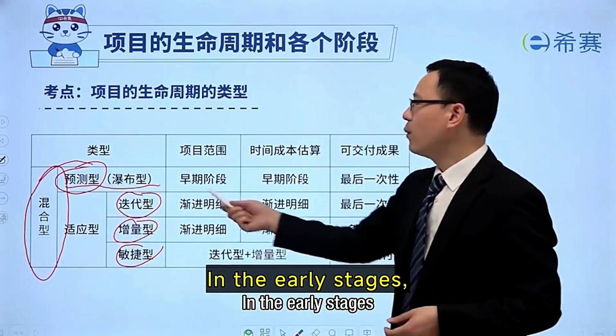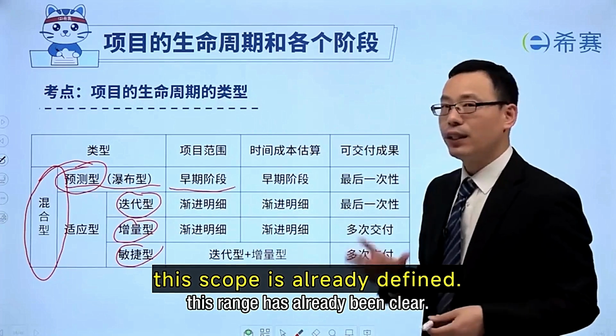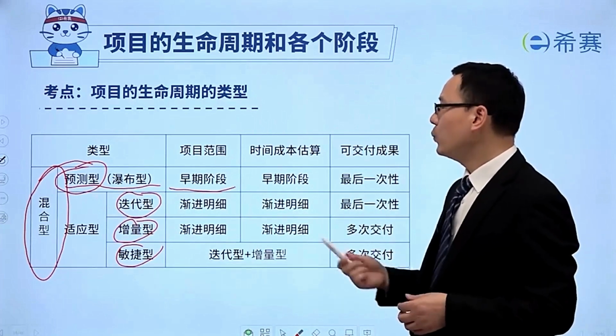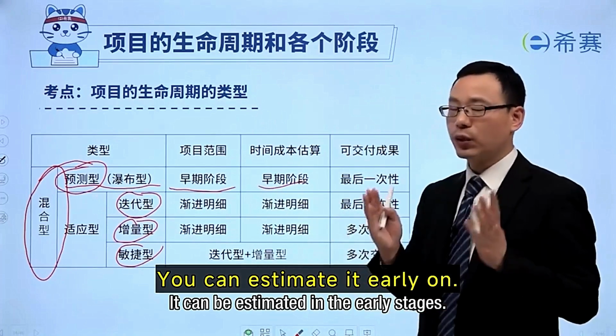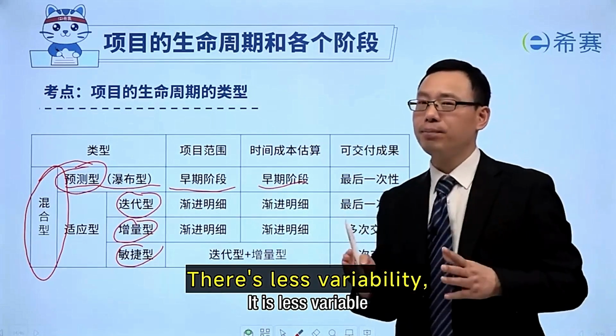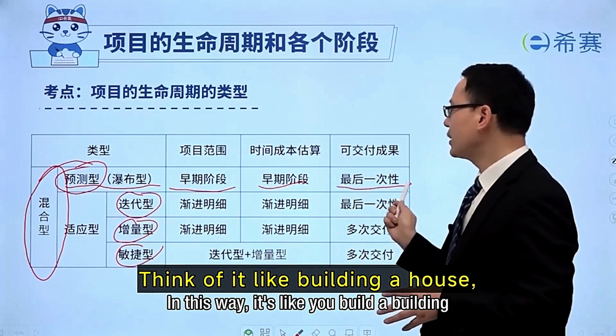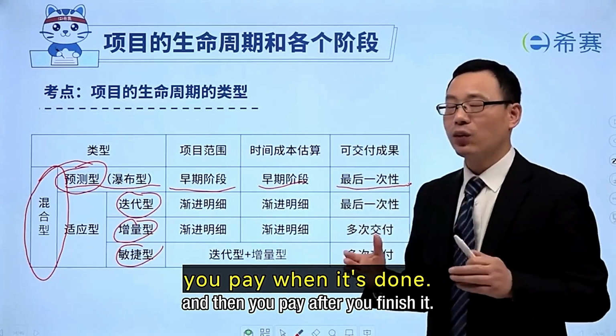As for the exam, let's understand, for waterfall or predictive models, the scope is pretty clear. In the early stages, this scope is already defined. Making estimates is easier. You can estimate it early on. There's less variability, and a single final payment. Think of it like building a house. You pay when it's done.